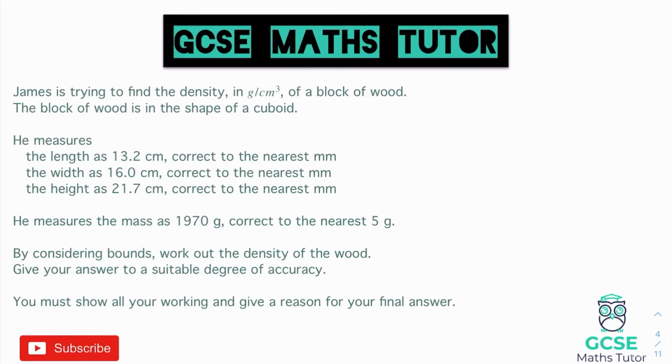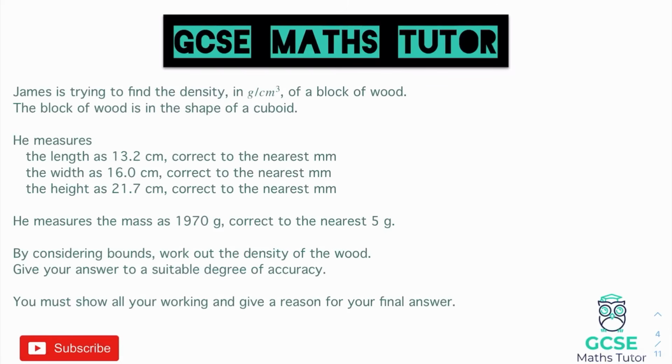Okay, so moving on to our final question. We've got here, James is trying to find the density in grams per centimetre cubed of a block of wood. And the block of wood is in the shape of a cuboid. The length is 13.2 centimetres, correct to the nearest millimetre. The width is 16.0 centimetres, correct to the nearest millimetre. And the height is 21.7 centimetres, correct to the nearest millimetre. It says here that he measures the mass as 1,970 grams, correct to the nearest 5.